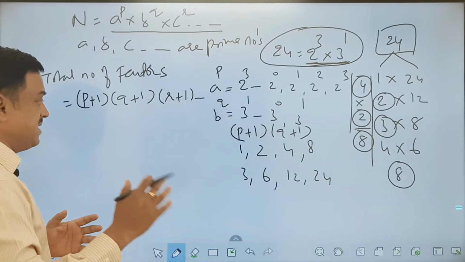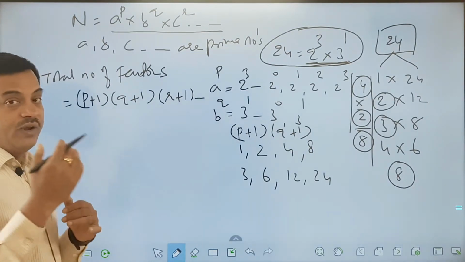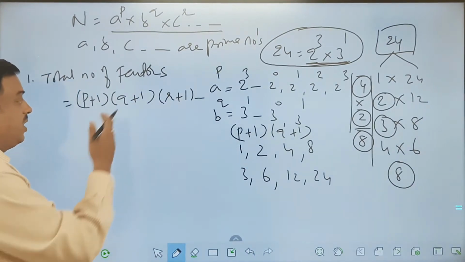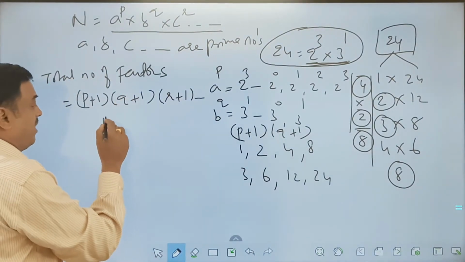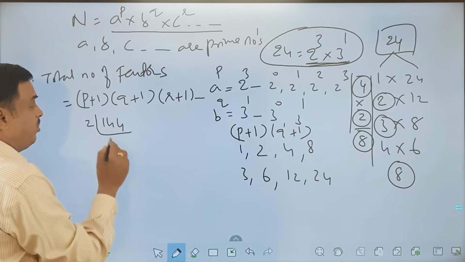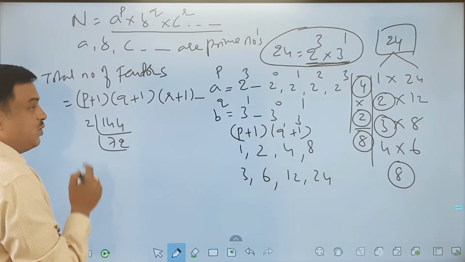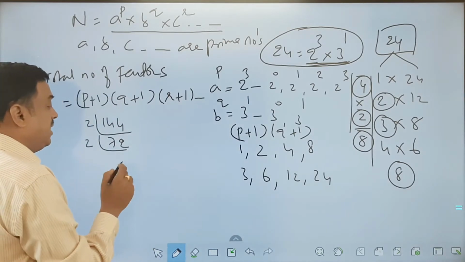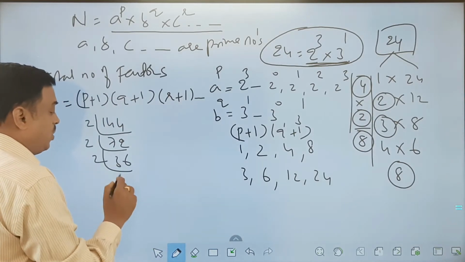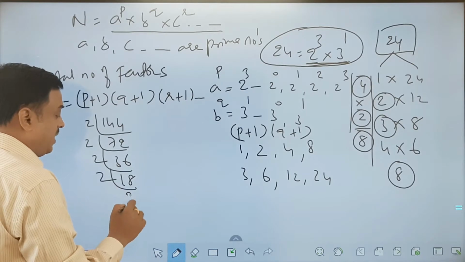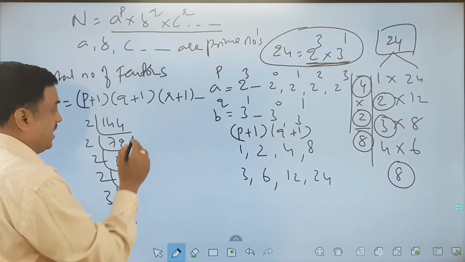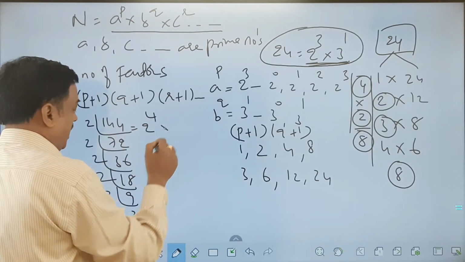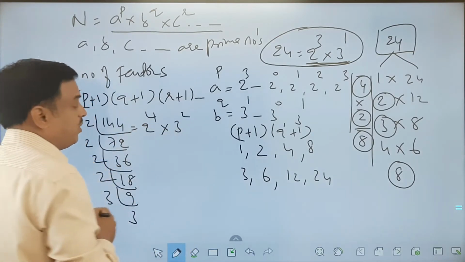For instance, if you remember, for 144 we got 15 factors. So I want to prove that for 144 using this concept. 144 in prime factor form is 2 times 72. I should divide by the starting prime numbers if possible. Again by 2 it is 36, again by 2 it is 18, again by 2 it is 9, by 3 it is 3. So this is 2 to the power of 4 and 3 squared.